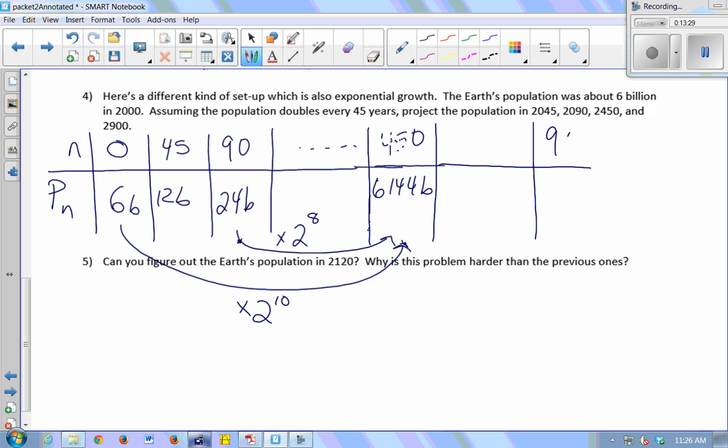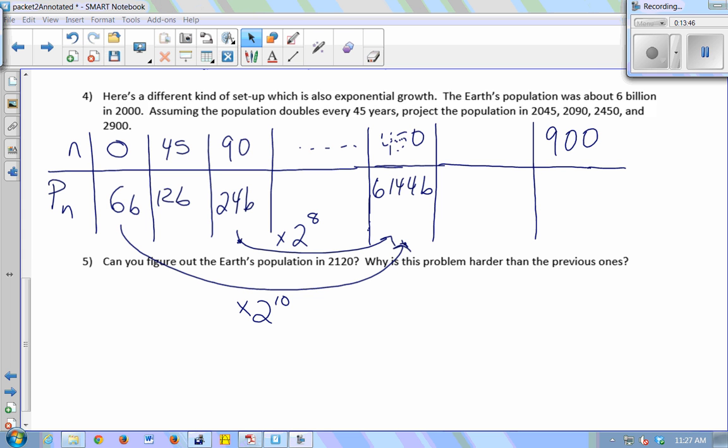All right, so the next thing they want me to find is what is the population in the year 2900? 900 years after the year 2000. How could I figure it out? I'm going to give you a couple minutes to think about it. All right, so what do I do? How do I get the population in the year 2900?